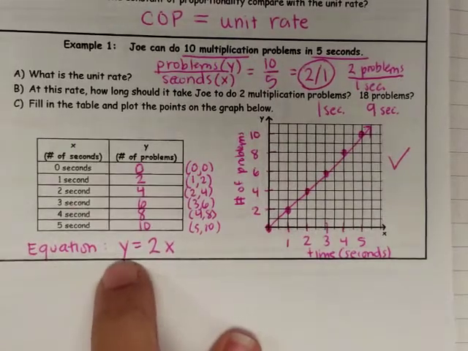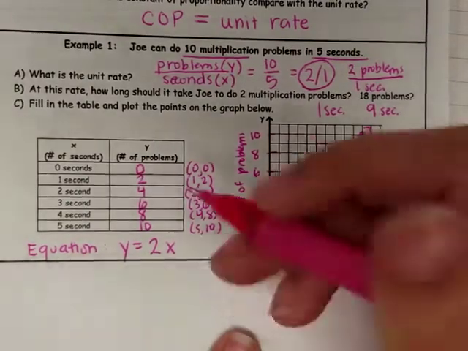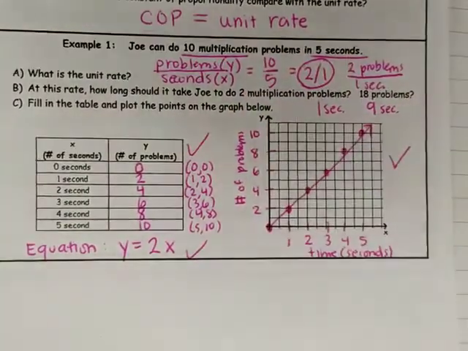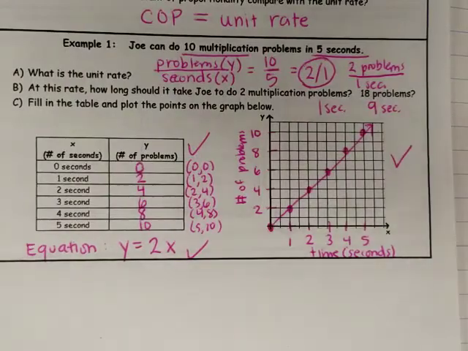And then from the equation, is it in the correct constant proportionality form? Y equals kx. Yes, it is. So all three things let us know that this is a proportional relationship.